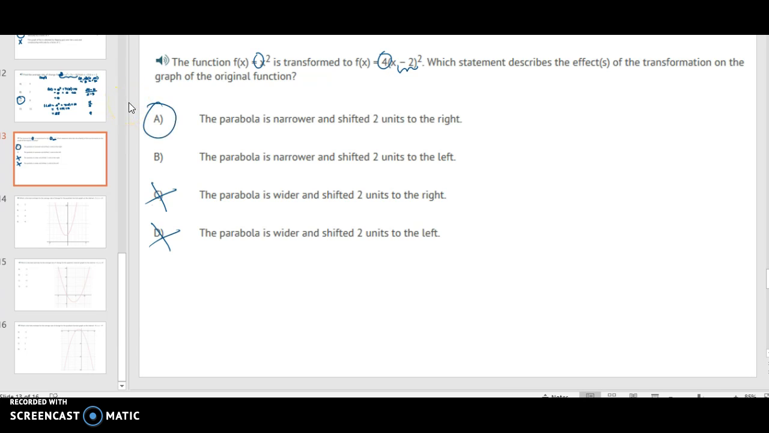I wish there was a cute little trick I could help you remember, but it's just kind of how it works. The x's go backwards. So if it's a -2 in here, it's actually going to move to the right. Okay.